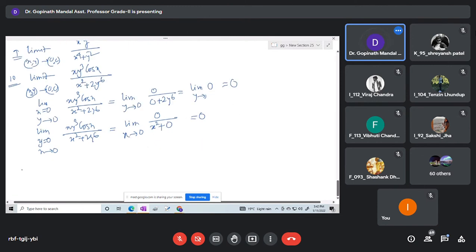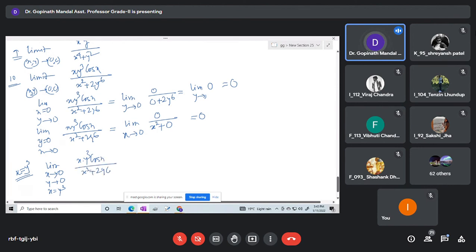Now we check the limit along the path x equal to y cube. So x equal to y cube; x tends to 0, y also tends to 0. Which line? x equal to y cube. Just put the value of x equal to y cube in x square plus 2y to the power 6.